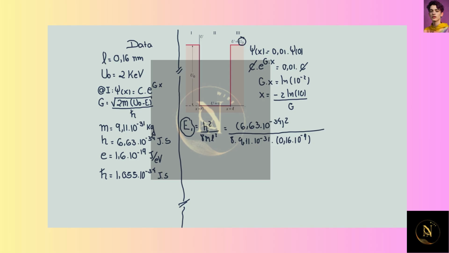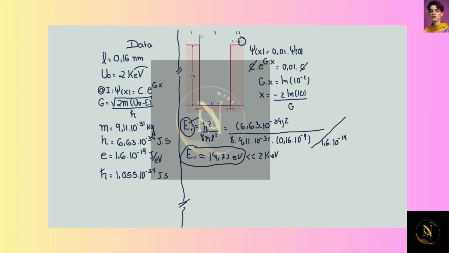To compare to the electron volt energy of U0, we must convert the energy U1 from joules to electron volts. We can do that by dividing the result by the electron charge. So we divide this result by 1.6 times 10 to minus 19. And at the end, we get the ground state energy of approximately 14.73 electron volts. And this is much smaller than 2 kilo electron volts. So we can use this value for the ground state energy, which is a valid approximation.